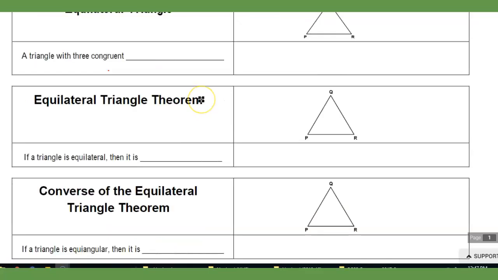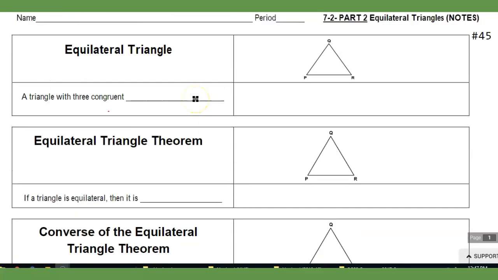Today will just be the same thing as yesterday, but with equilateral triangles. So you guys already know this, that equilateral triangles just means all three sides are congruent. Lateral in general does mean sides, even when we're not talking about math.